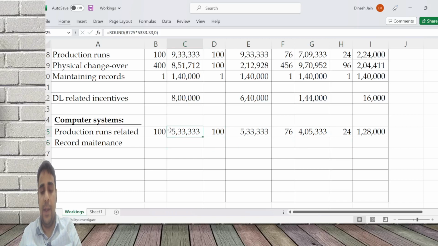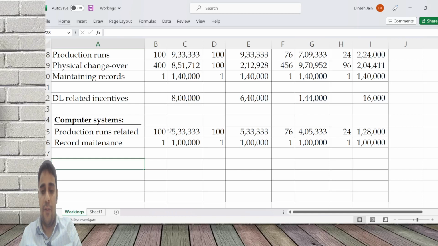Recovery rate is 533.33. And the record maintenance part is equal. Record maintenance is equal.